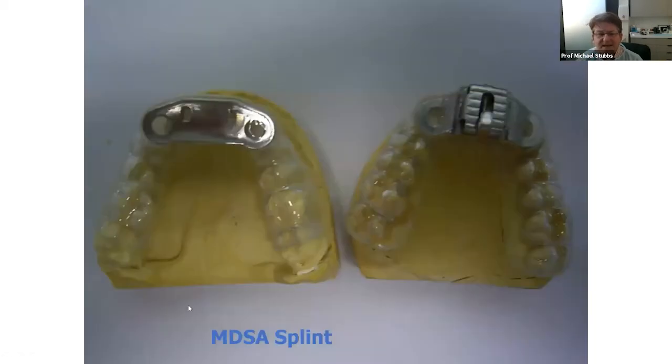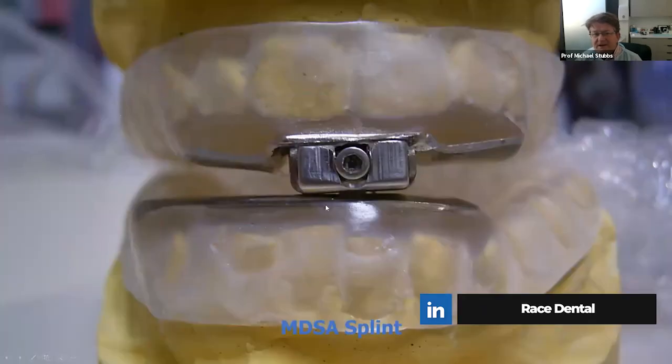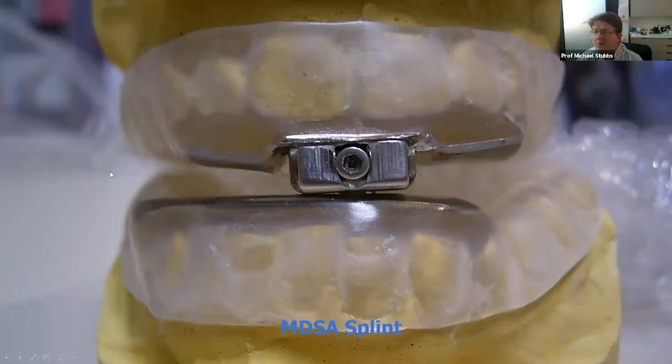Now, this one is an MDSA which Race Dental make. They make the MDSAs as one of them. I've put it in there, you can see it's got two parts. Upper has a hook device, the lower one has a flat plate, if you like, and in the mouth, the hook attaches to the plate and holds the mandible forward. Again, have a look at this image. The patient can slide laterally, no problem.